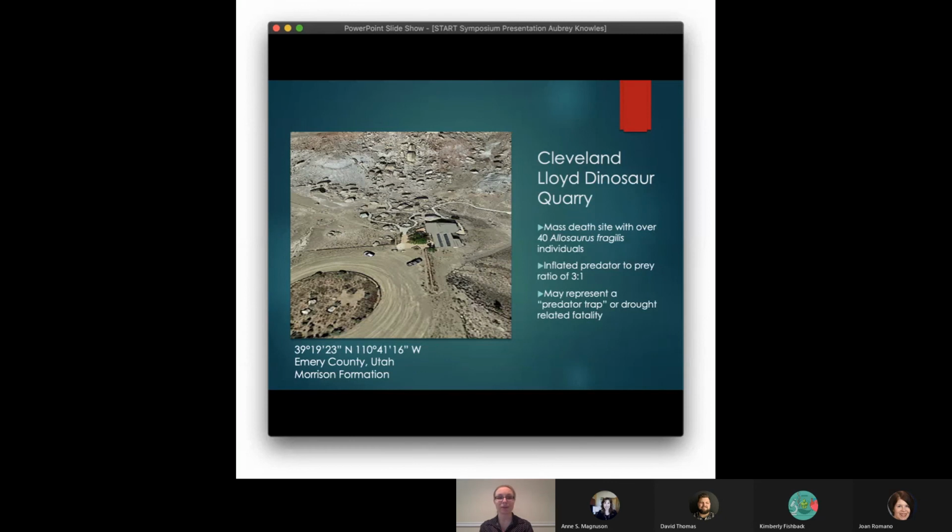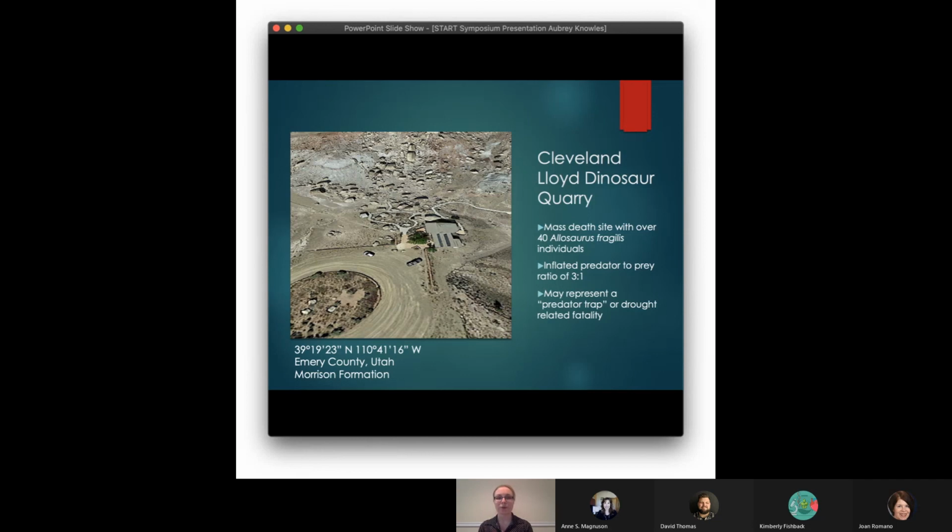Third site is the Cleveland Lloyd Dinosaur Quarry. This is located in Emery County, Utah, comes from the Morrison Formation, dates to about 149 million years ago. This was also a floodplain dominated by meandering streams during the Morrison Formation, but it was seasonally arid as well.